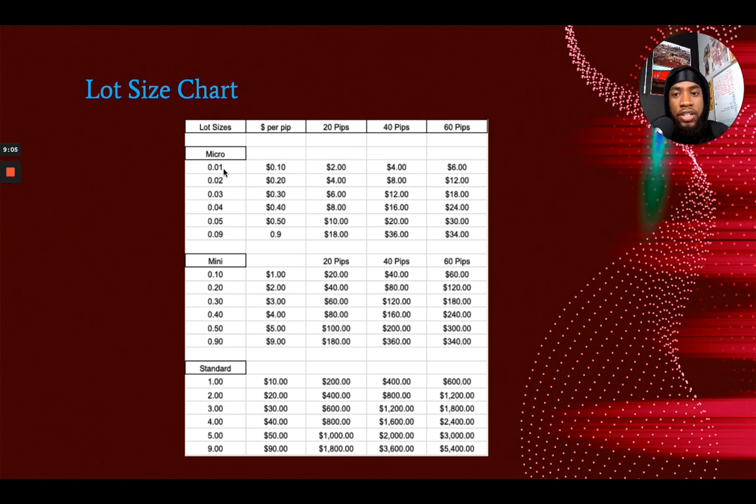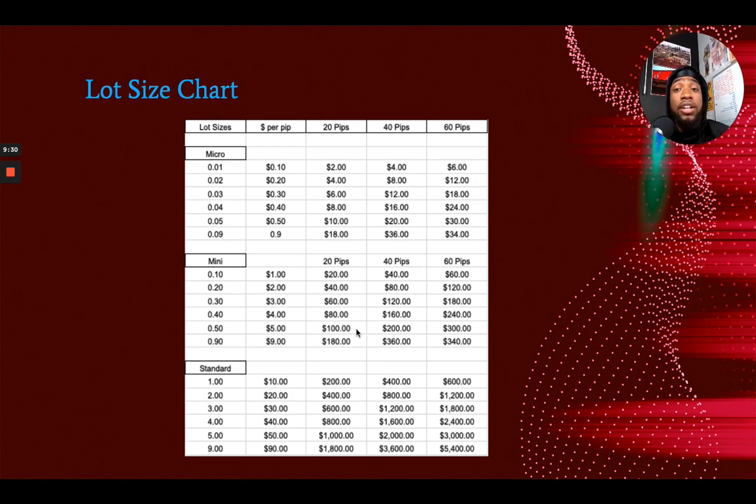Let's just take a 0.01, for example: moving 20 pips is $2, 40 pips is $4, 60 pips is $6. Take this same amount of pips, but now we're changing from a micro lot to a mini lot size, which is $1 per pip. That 20 pips now equals $20. That 40 pips now equals $40. And that 60 pips now equals $60.